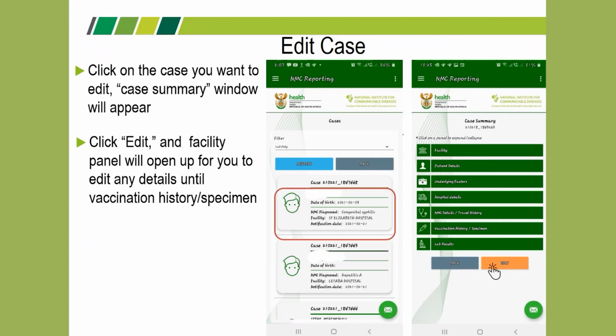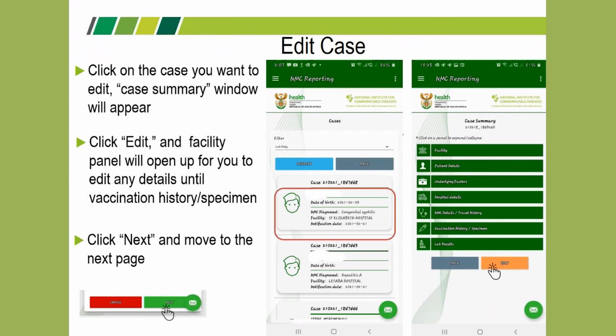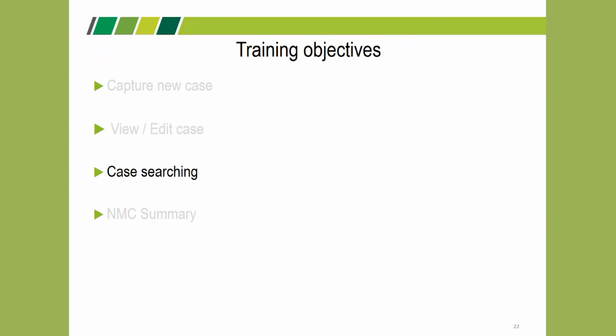So perhaps you want to update the vaccine details of the patient or maybe the specimen details. You may do so by clicking on edit. Go to the section which you intend to update. Once you click that, it will open up for you to update and complete all information accurately with as much integrity as possible, also correctness and current information. Click on to next and move to the next page.